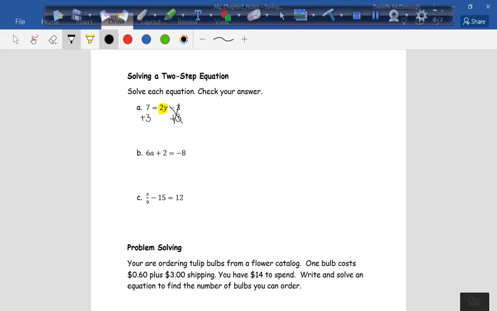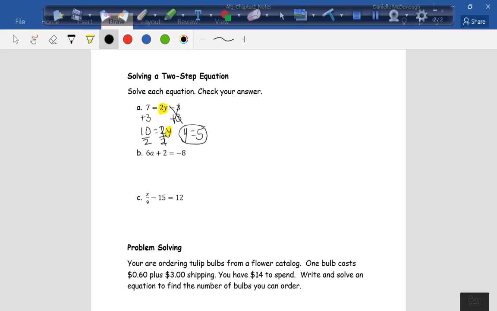Remember, we can cross this out because it's equal to 0. It's like minus 3 plus 3, negative 3 plus 3. So then you have the 7 plus 3, which is 10. And then I still have my 2y. Now what we have here is just a one-step equation. We still want to get this y by itself, and so what we're going to do here is divide by 2. This crosses out because it's equal to 1, and what I have left here is y is equal to, well, 10 divided by 2 is 5.